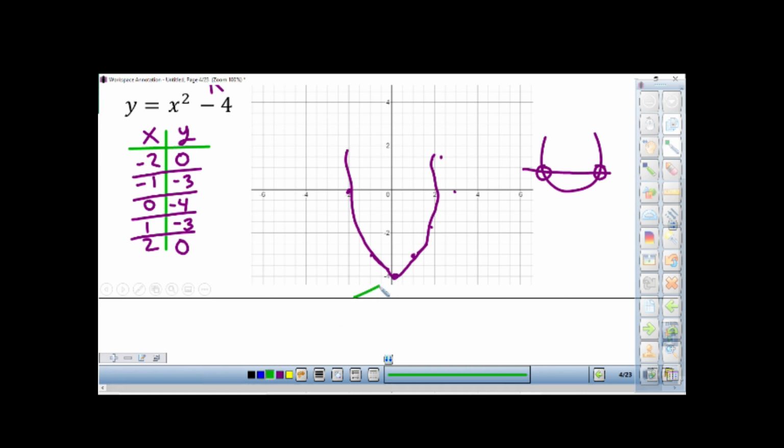You might want to also label these if you're taking good notes. This is the y-intercept, and these both are the x-intercepts. We've got 2 of them here. Okay, so 1 point here, 1 point here for the x-axis. You've got 1 touching point here for the y-axis, referred to as the y-intercept. All right.